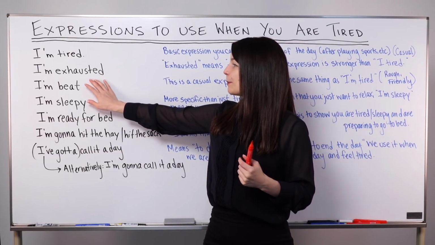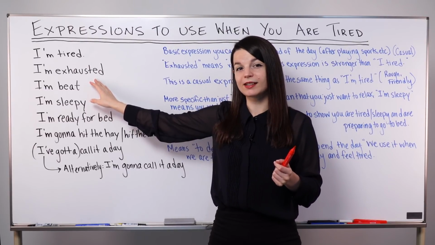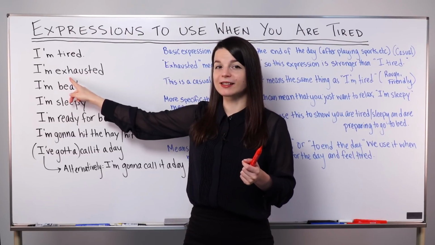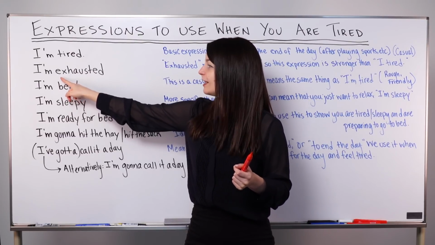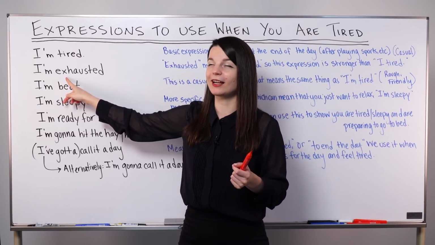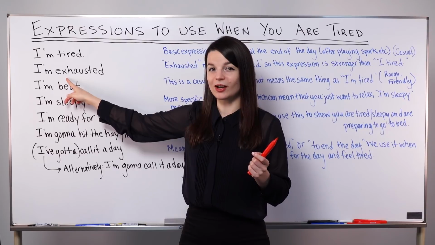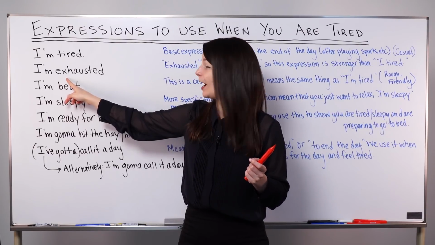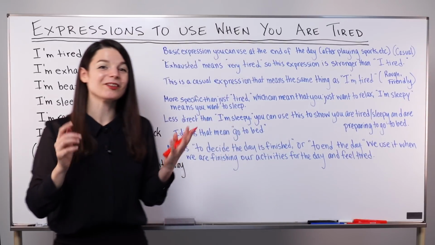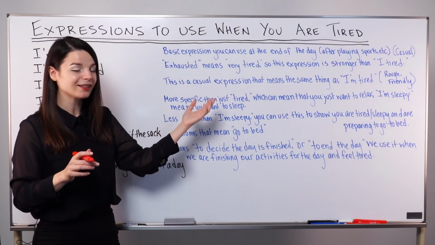Next is I'm exhausted. So the pronunciation of this word, this EXH makes an ex. This EX sounds like egg, actually. It's making almost like a G sound. So not exhausted, but exhausted. I'm exhausted. Exhausted means very tired.